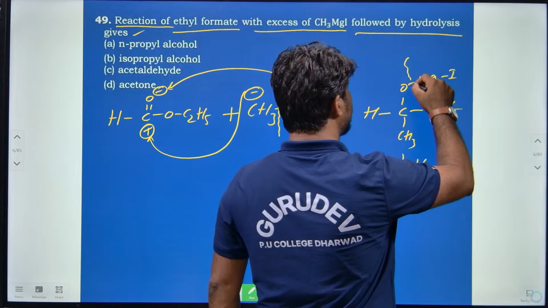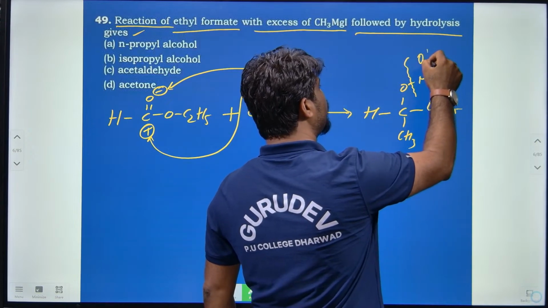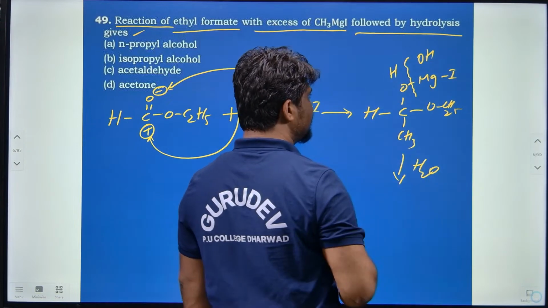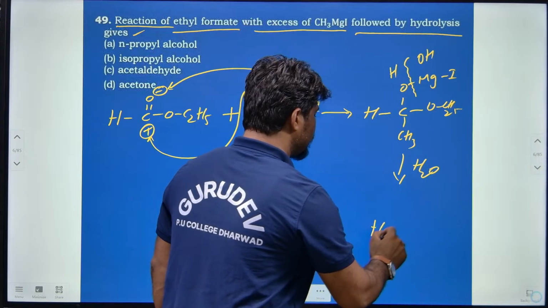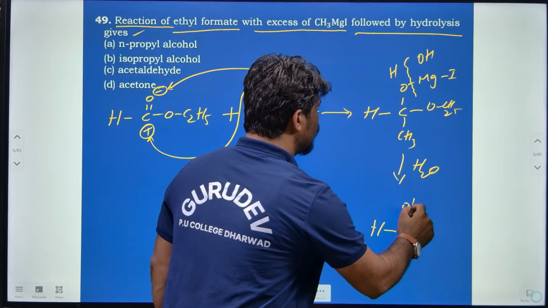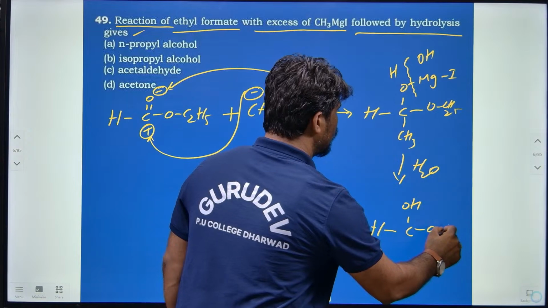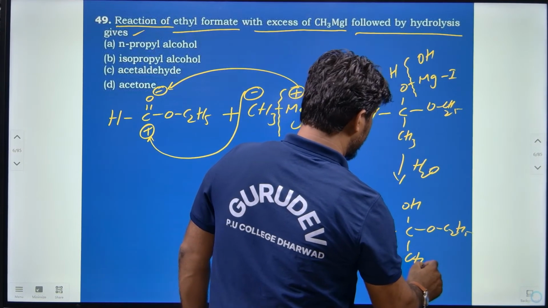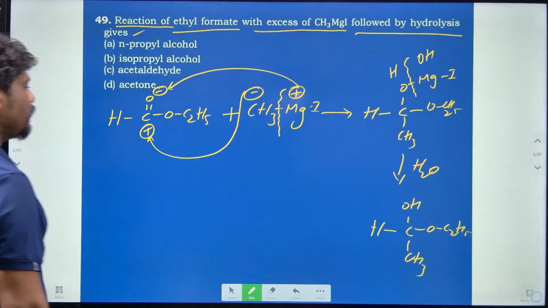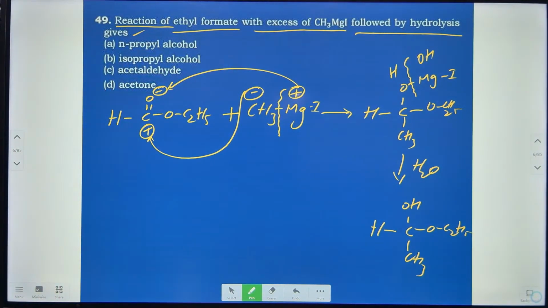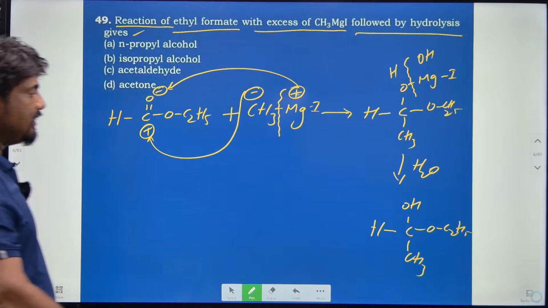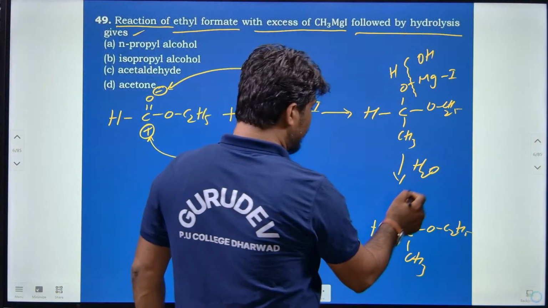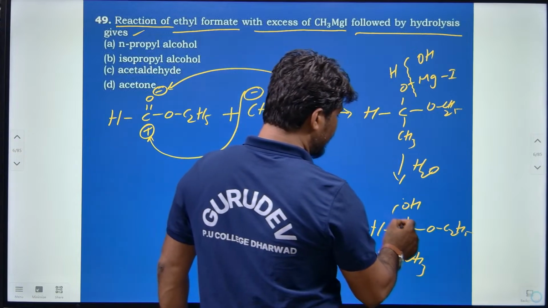So now this bond undergoes breakdown, OH attaches here and H attaches here, resulting in the formation of HCOH and here O, C2H5, and here CH3, which is formed here. Here what happens? In this one, the oxygen containing lone pair of electrons donates electrons here.